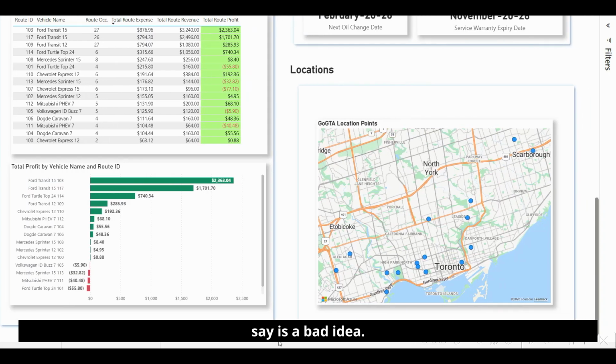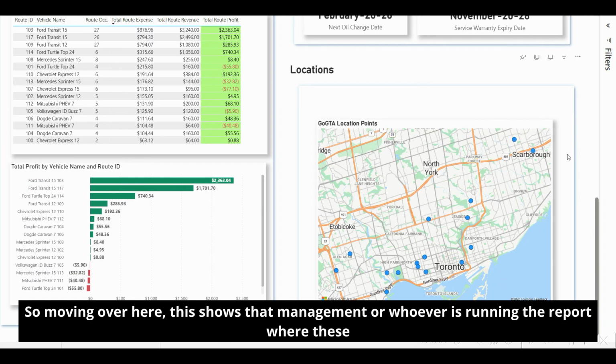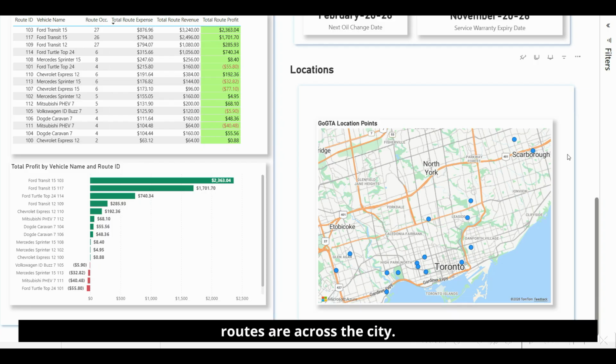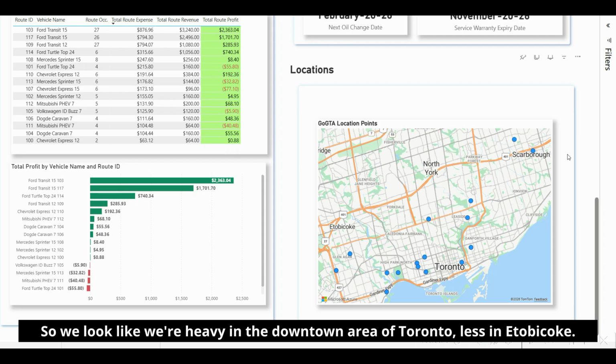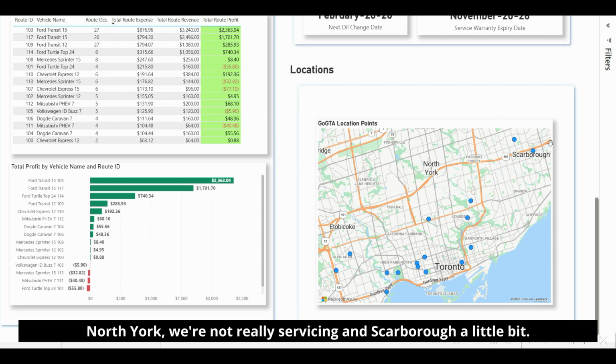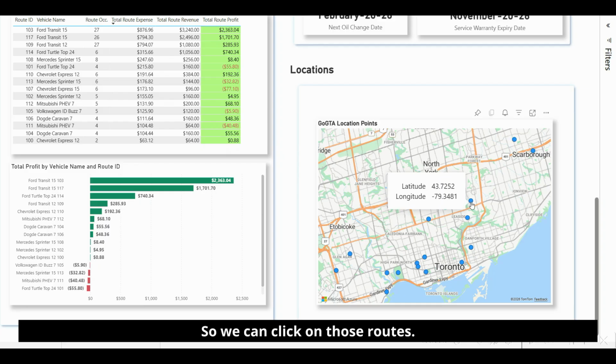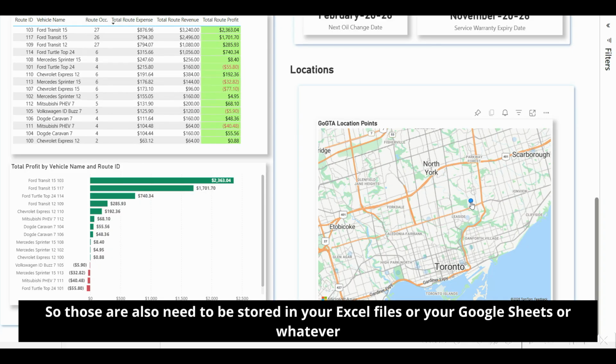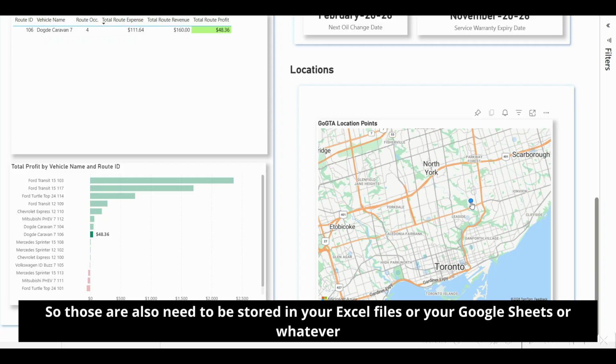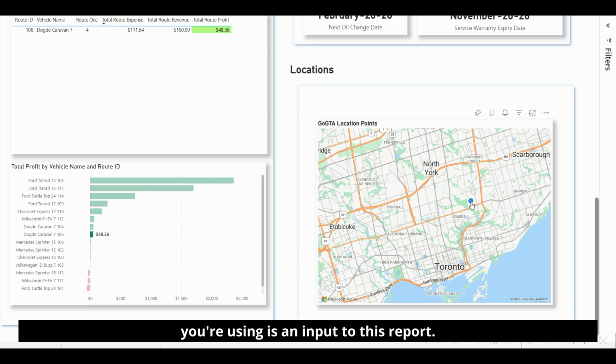So moving over here, this shows management, or whoever is running the report, where these routes are across the city. So we look like we're heavy in the downtown area of Toronto, less in Etobicoke. North York, we're not really servicing, and Scarborough a little bit. So we can click on those routes. So this goes by longitude and latitude. So those also need to be stored in your Excel files or your Google Sheets or whatever you're using as an input to this report.